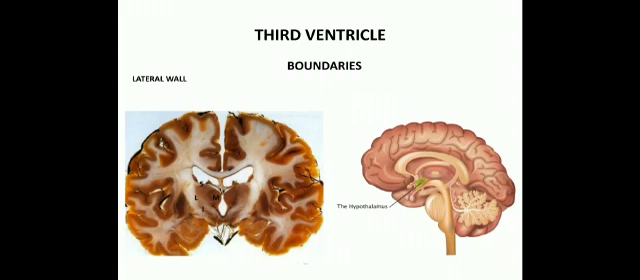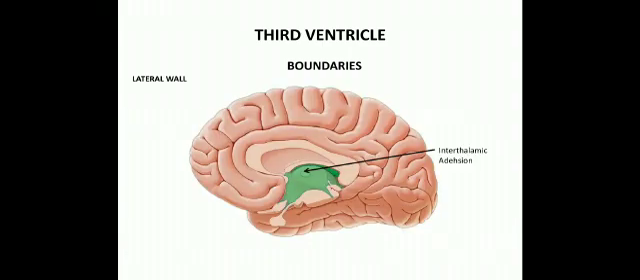Then the lateral wall is formed by the medial surface of the thalamus in its posterior-superior part, and the hypothalamus in its antero-inferior part. The hypothalamic sulcus, here we can observe, separates the thalamus above and the hypothalamus below. This sulcus extends from the interventricular foramen to the cerebral aqueduct. The interthalamic adhesion connects the medial surfaces of the two thalami and crosses the ventricular cavity.